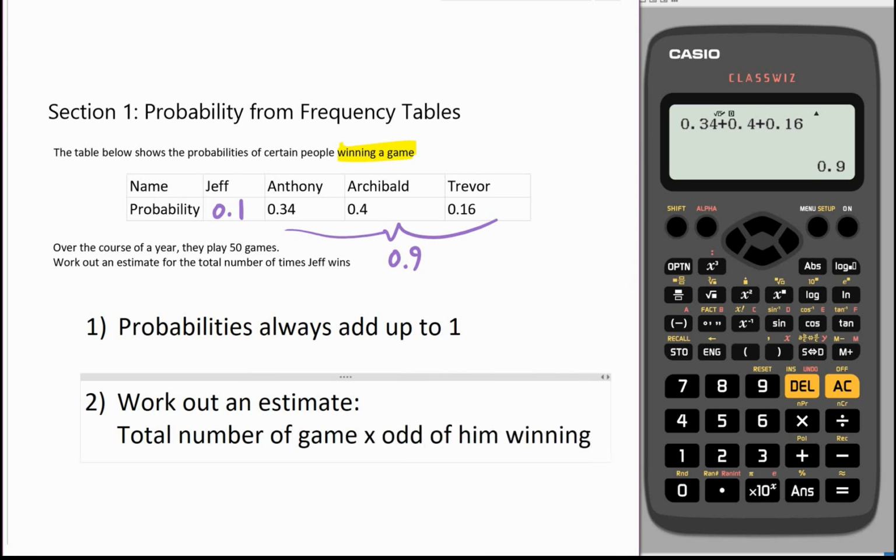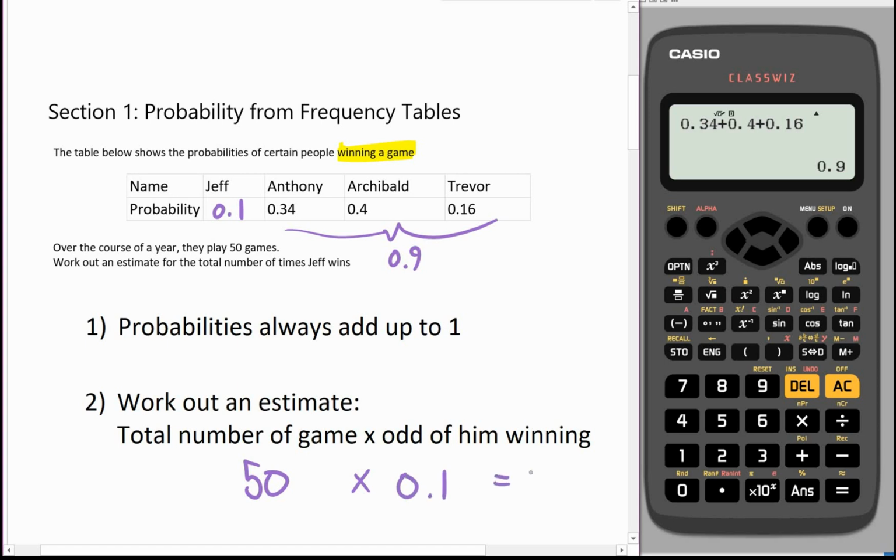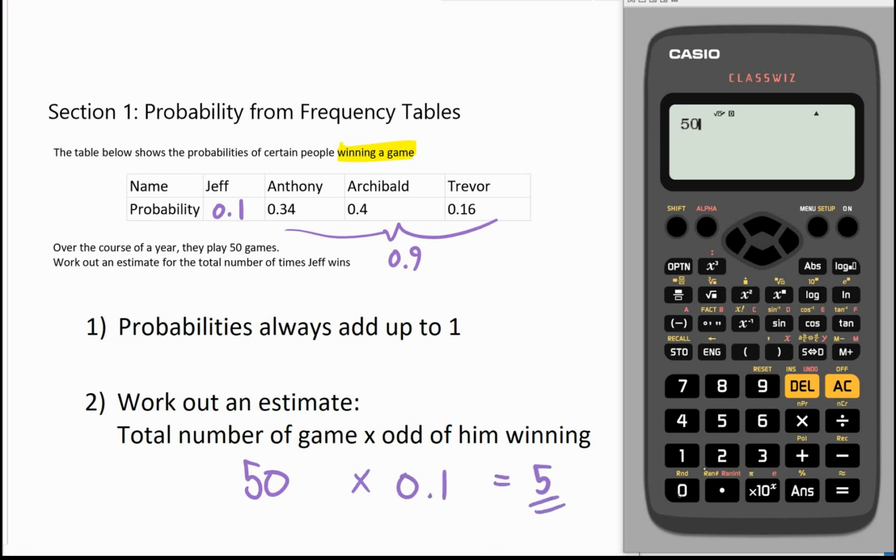So again, this is an estimate, it's not guaranteed, but it tells us what we'd expect to find out. So in this case, we play 50 games. The odds of him winning is 0.1. So overall, we'd expect him to win 5 games. And again, don't forget you have a calculator here to do that maths for you.